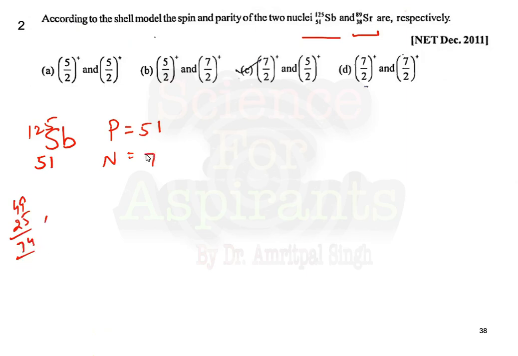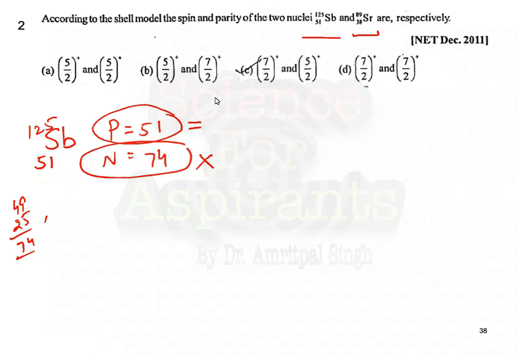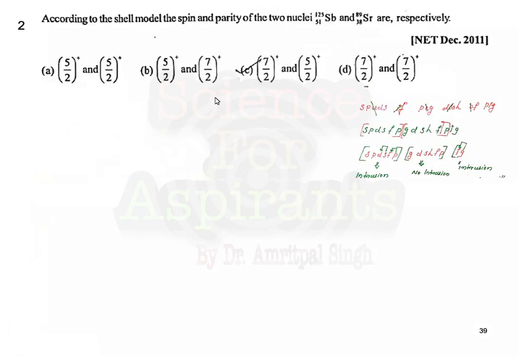So the neutron number is 74. This is an even number, so it will not play any role. From the proton number we can find out the ground state spin and parity. You can check this using the same formula as I have told you, and you will find that the correct answer for this case will be 7/2 plus.